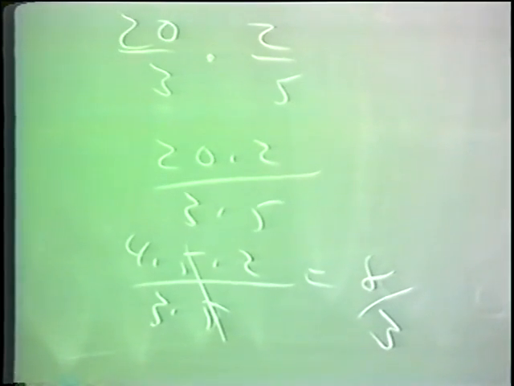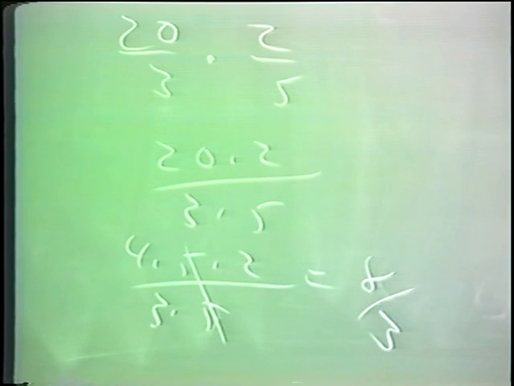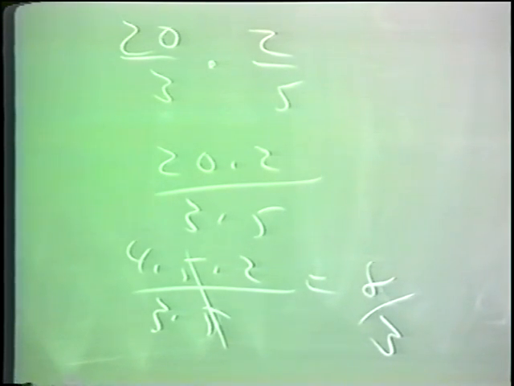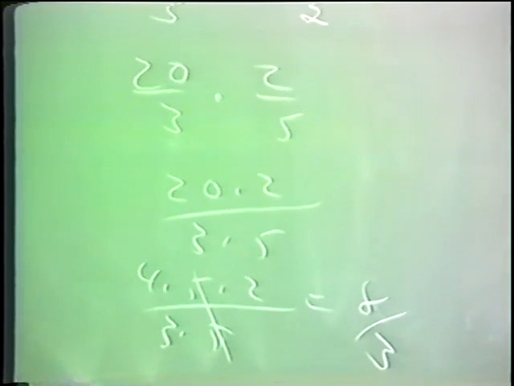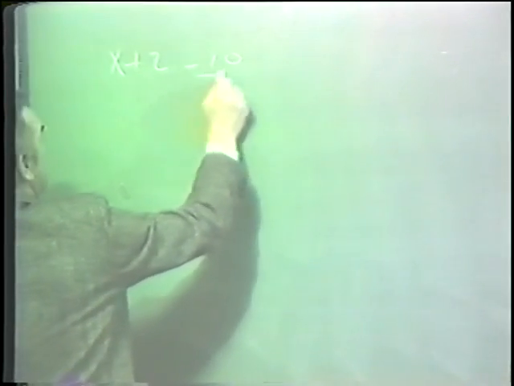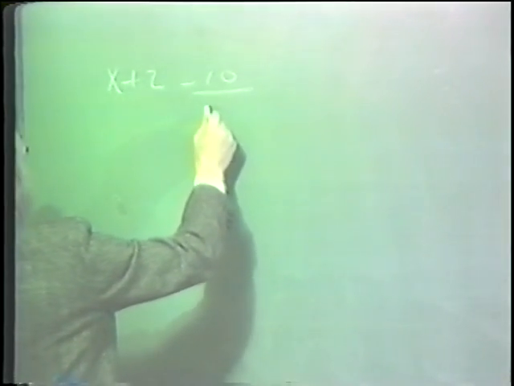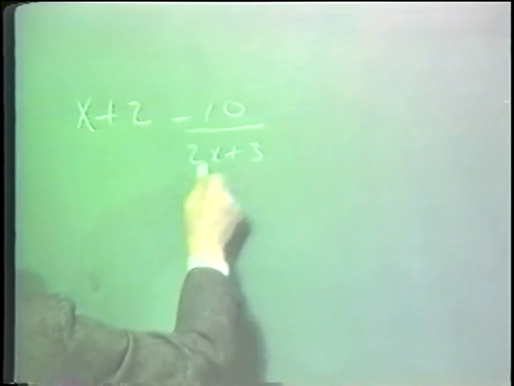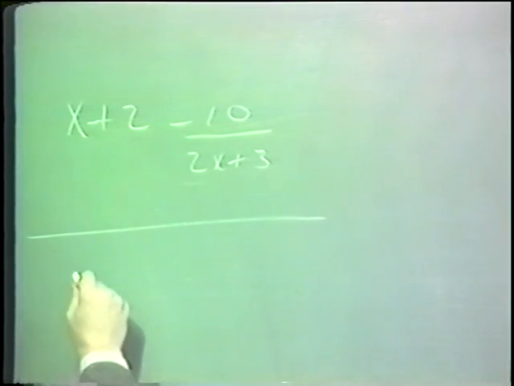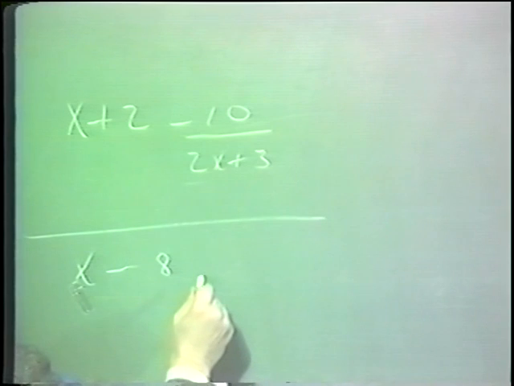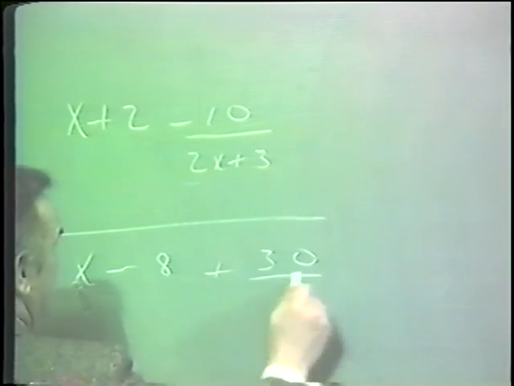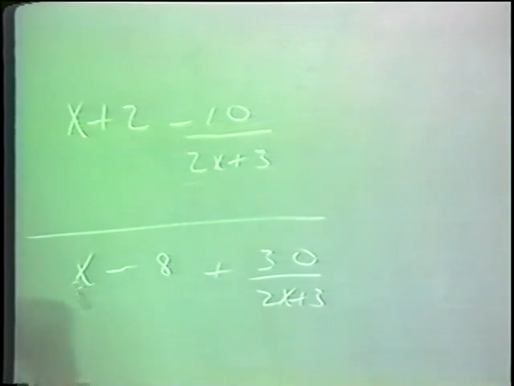8/3. This is an arithmetic problem. You understand arithmetic? Algebra follows the same suit. So let's take a look at an algebraic complex fraction. It's x plus 2 minus 10 over 2x plus 3, all over x minus 8 plus 30 over 2x plus 3.